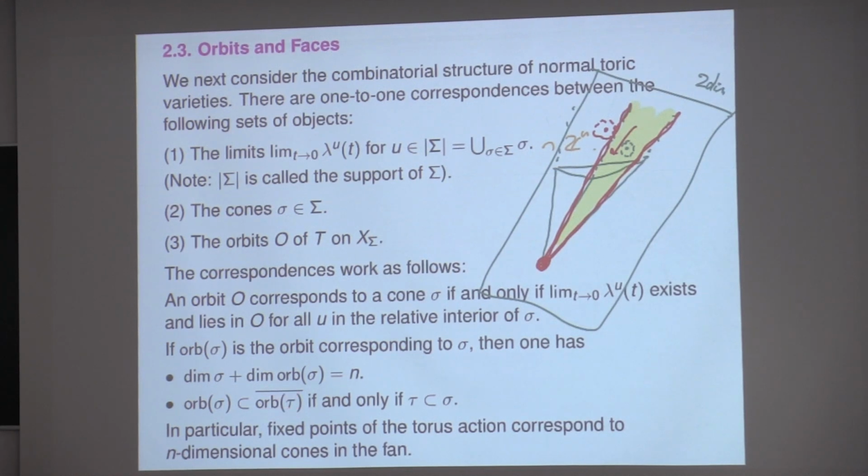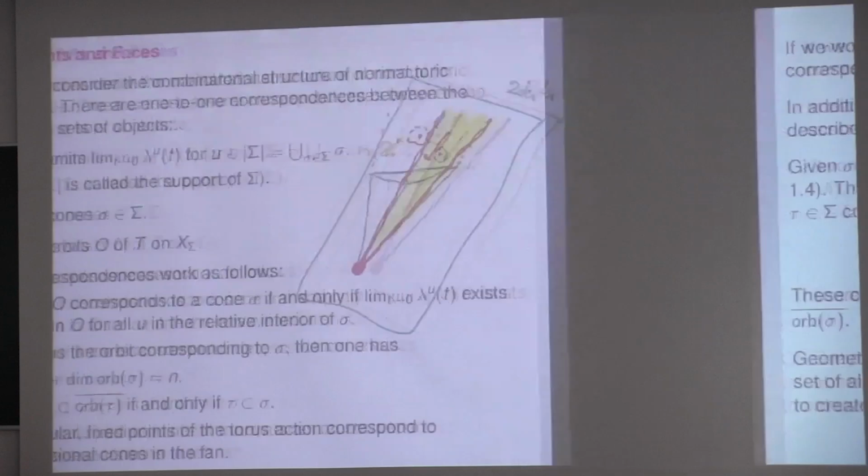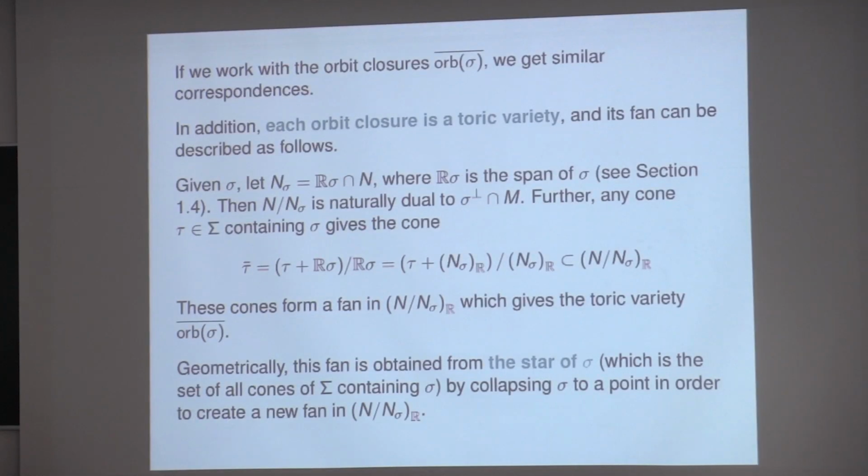So, we have the variety, we have a torus action, then we have a disjoint decomposition into orbits. We understand those orbits, they are in bijection with the cones, and we understand what happens if you take closure of any of them, we see which ones you absorb. And there is more than that, as you will see in a moment.